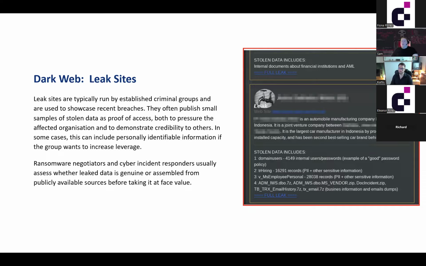I say ransomware negotiators and the cyber incident responders, we can usually, well, not that I'm an incident response person, but we usually assess whether leaked data is genuine or assembled from publicly available sources before taking it at face value. One of the big things I did back in my banking days, part automated and part analyst, we looked for Visa credit card numbers and MasterCard credit card numbers.